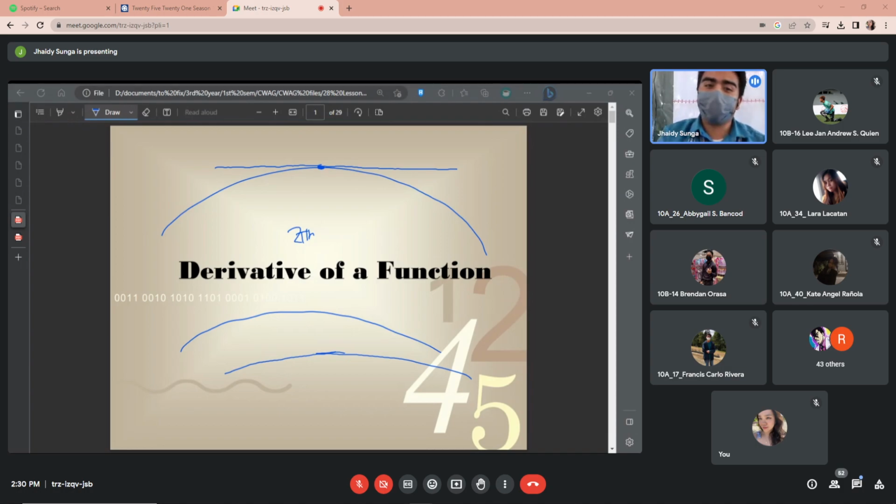If you're going to ask me why we are discussing this, it's because you cannot solve and solve and solve if, in the first place, you cannot understand what differentiation means. That's the first thing that we need to discuss right now. So, what do you think?